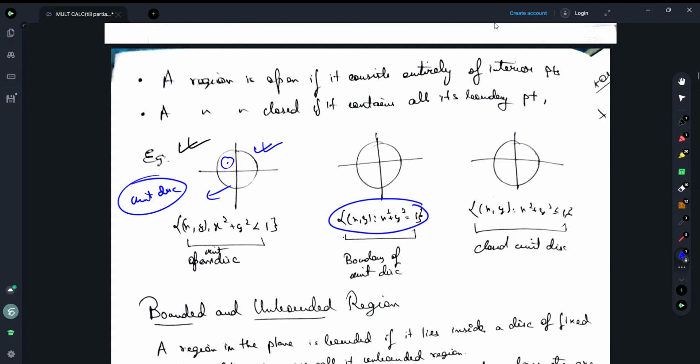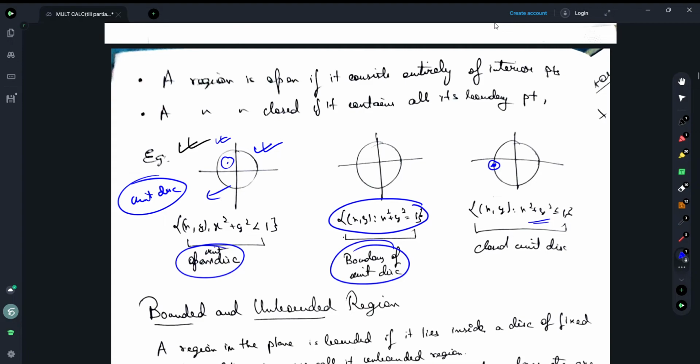Now, if you take this particular region, which has the boundary of the unit disk as well as the region of the unit disk, then this region contains all its interior points, which is already given from here. Also, every boundary point of this region is contained in it. Every boundary point is basically all the points on the circumference of the circle, x square plus y square equal to 1.